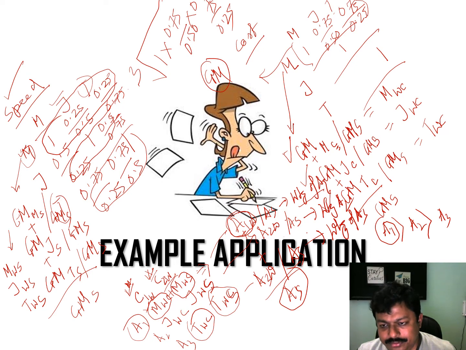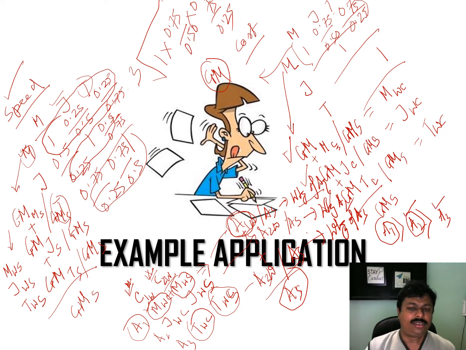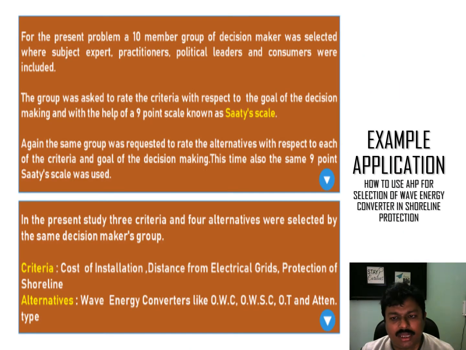If A2 is the largest, then A2 will be the most preferred. If A3 is the largest, then A3 will be the most preferred alternative. Now this is more or less what the AHP method is. Here an example application is also explained. But just note that here we have used the rank method.